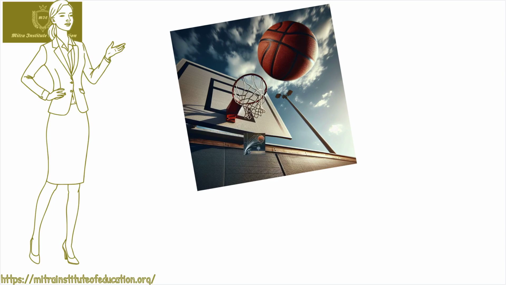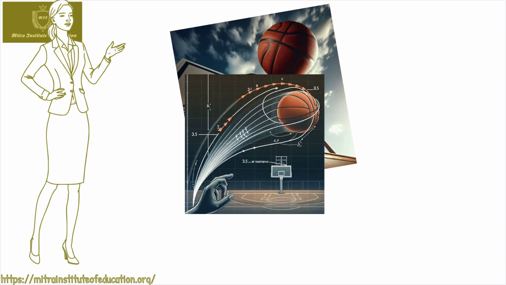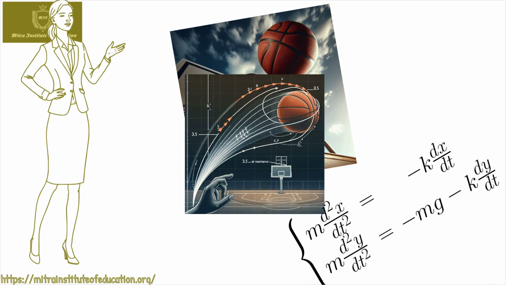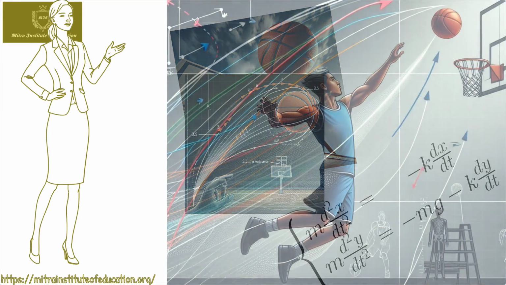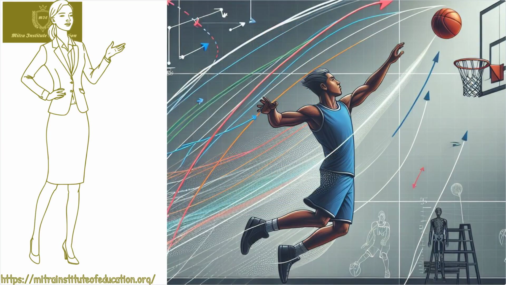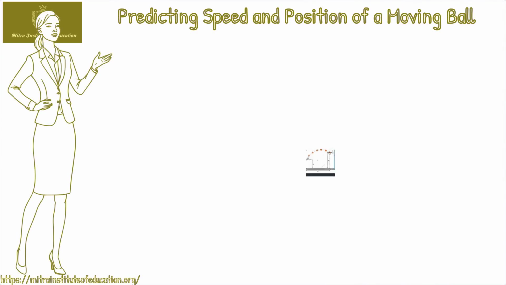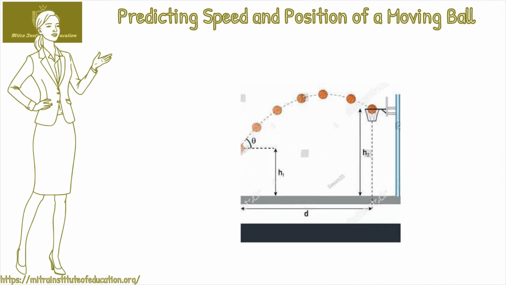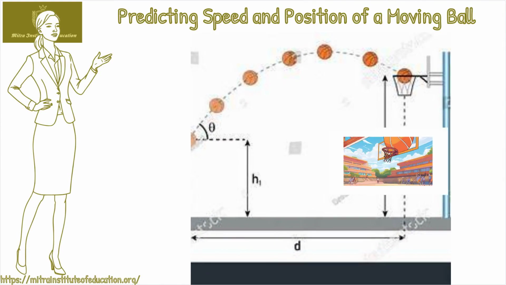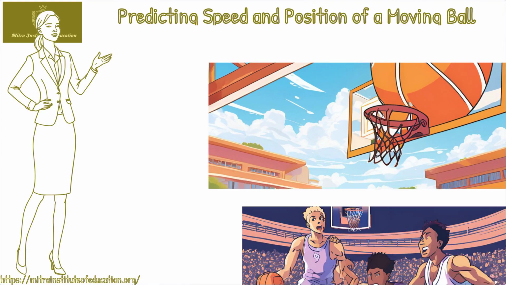Imagine a basketball in midair. We can explain how the ball moves using differential equations, which take into account forces like gravity pulling the ball down, and air resistance slowing it down as it travels through the air. By solving the differential equation related to the basketball's movement, we can predict how its speed and position will change over time.